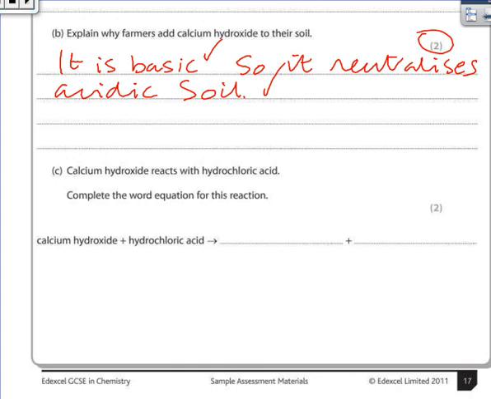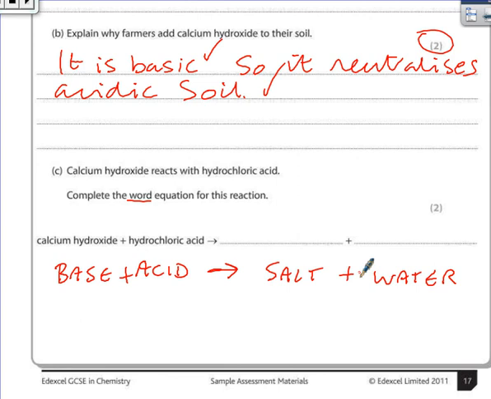It's very good. Okay, word equation again. Don't write symbols if it's asking for a word. Calcium hydroxide and hydrochloric acid. What we need to know here is that acid and base make salt plus water. So water, we just write that in there. And the salt, always start with the metal. So the salt is called calcium chloride. That's the way that we name a salt.